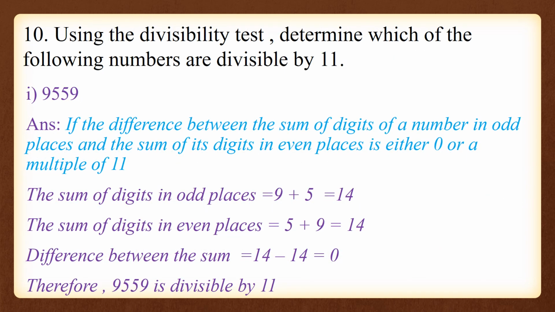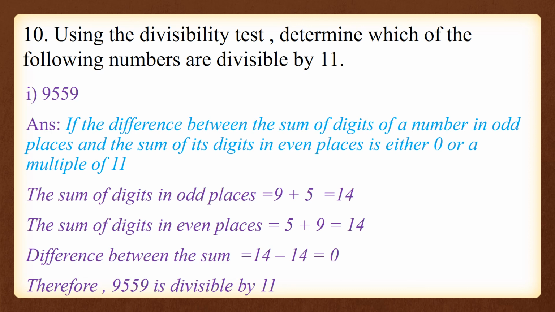Next question, using the divisibility test, determine which of the following numbers are divisible by 11. And the first question is 9,559. We are going to check whether this number is divisible by 11 using the divisibility test. So, the divisibility rule for the number 11 is, if the difference between the sum of digits of a number in odd places and the sum of its digits in even places is either 0 or a multiple of 11, then the number will be divisible by 11.